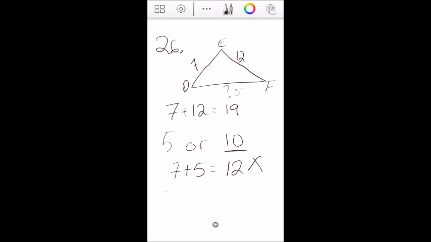So let's try that. 7 plus 10, we know that's 17. Is 17 greater than 12? Yes. So it seems like the correct answer here is 10, and we could check all three sides. 7 plus 10, 17, that's greater than 12. 12 and 10, that's 22, that's greater than 7. And 12 and 7, 19, that's greater than 10. So it looks like 10 is the correct choice, which is answer choice B.